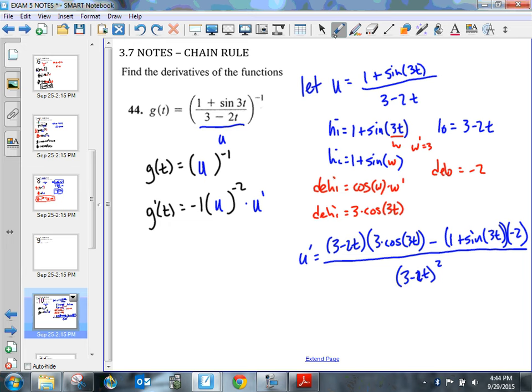So let's write the derivative of g. I know there's a lot going on here, guys, but we've got to practice this. The more practice you do, the better you get, and once you do enough, it's pretty much second nature. So then you get this.